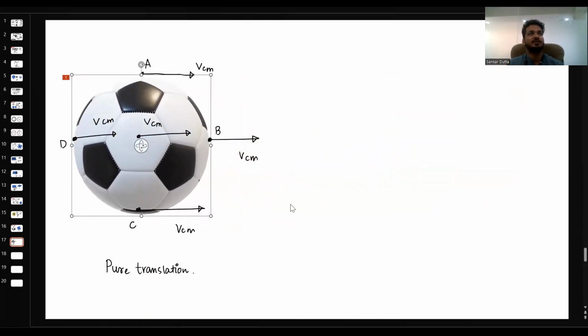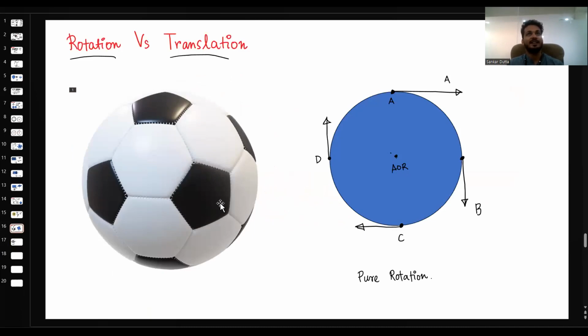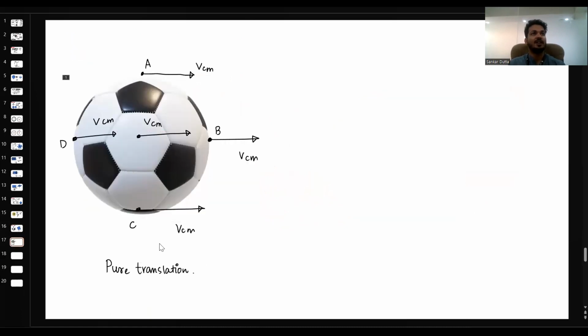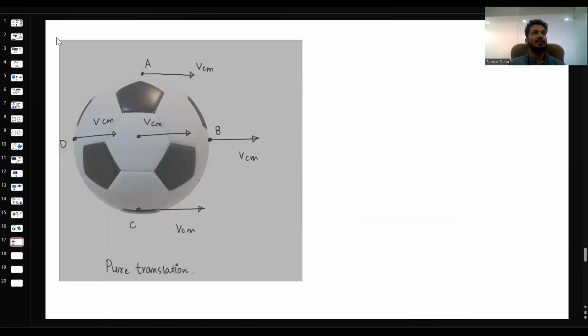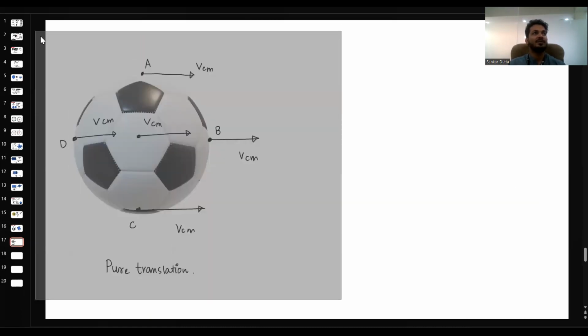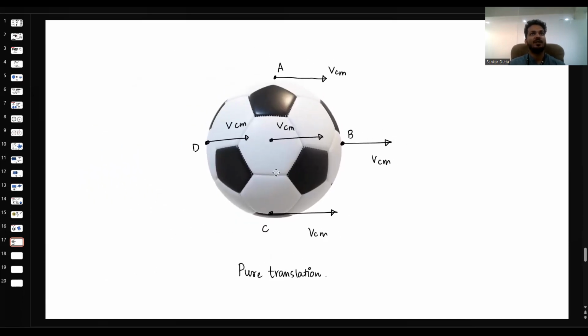Do you understand the difference between translation and rotation from this? Yes, sir. In rotation, all the particles are moving relative to each other. They are moving in this way. This is known as pure rotation. Whereas in pure translation, all the particles are traveling with the exact same velocity, and the relative velocity between them is zero.